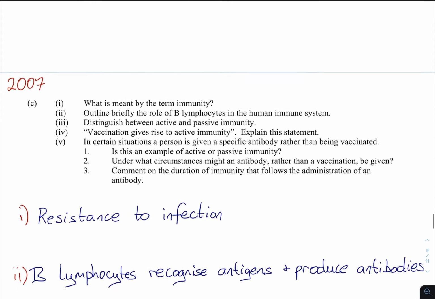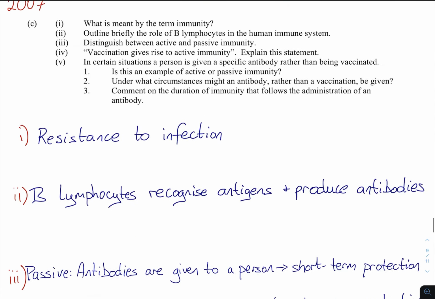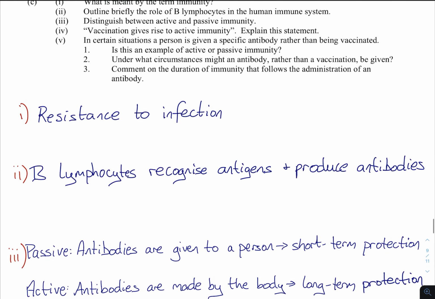And I think this is the last question now. It is. Okay. So, what is meant by the term immunity? Immunity is resistance to infection. That's it. Briefly outline the role of B lymphocytes in the human immune system. The B lymphocytes, all they do is they recognize antigens and they produce antibodies. That's it. Don't overcomplicate that one.